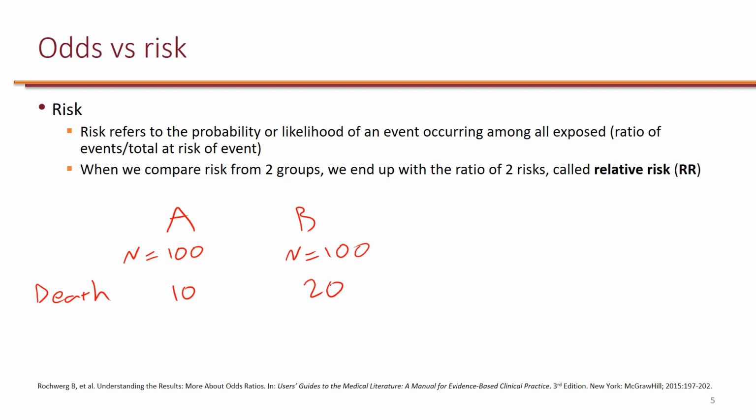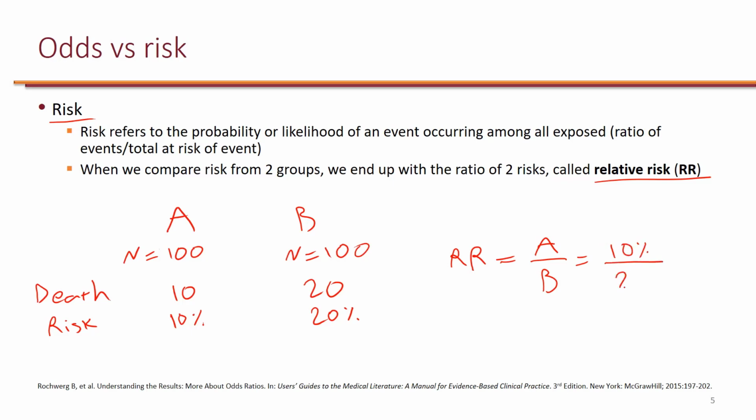So when we talk about the risk, the risk of death would be 10 out of 100 people in group A. So 10% is the risk of death in group A, and 20% is the risk of death in group B. And then we also have the concept of relative risk. So the relative risk would be the ratio of the risk. So if you're comparing group A to group B, it would be 10% divided by 20%, which would be 50%.